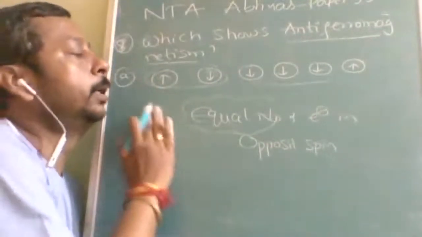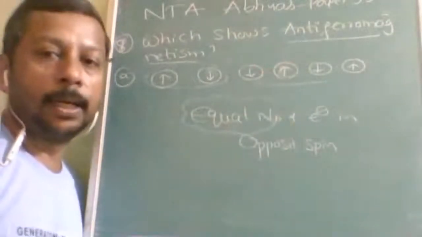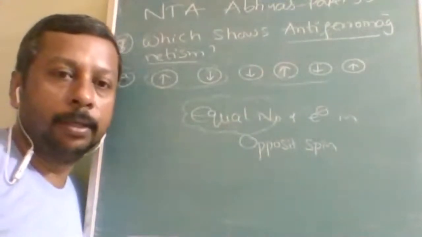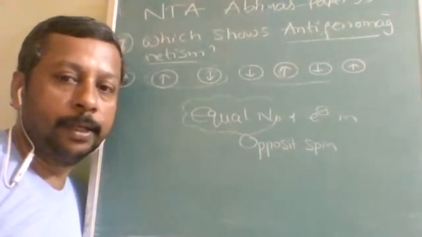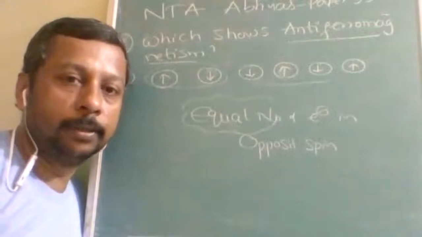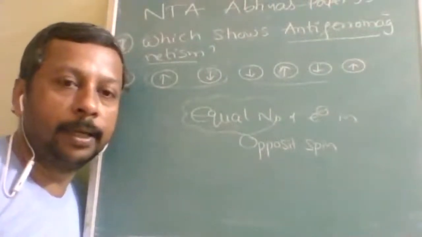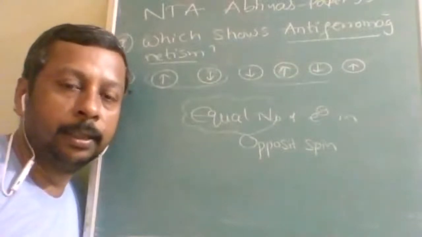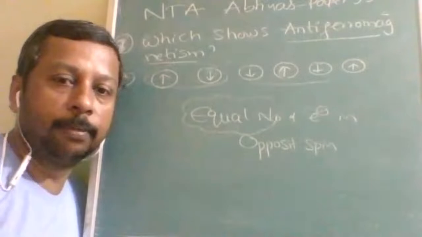So let us make the electrons like this. Now this will become antiferromagnetic. How to identify antiferro, ferro and ferri? If unequal number of electrons are there in opposite spin, ferrimagnetic. All in one direction, ferromagnetic, and equal number in the opposite direction, antiferromagnetic.